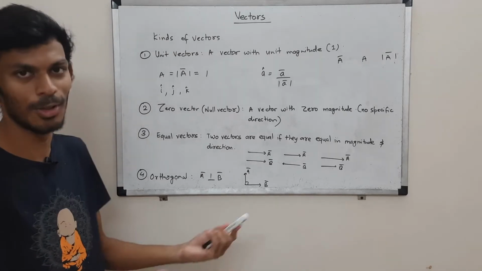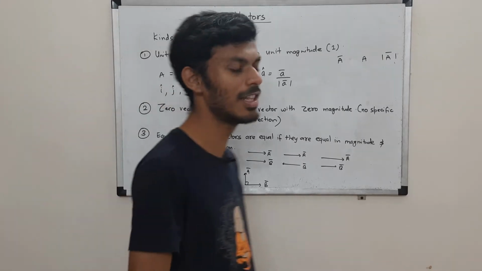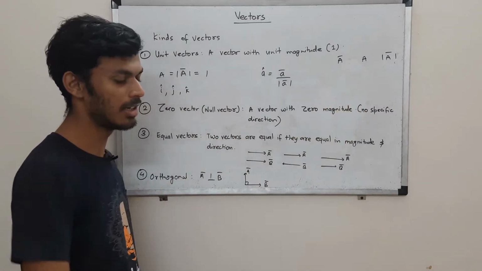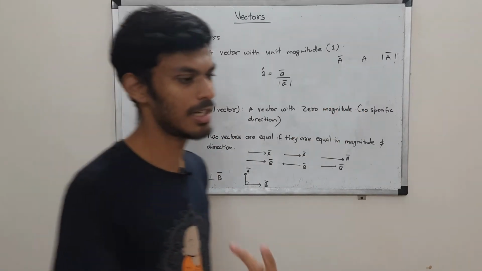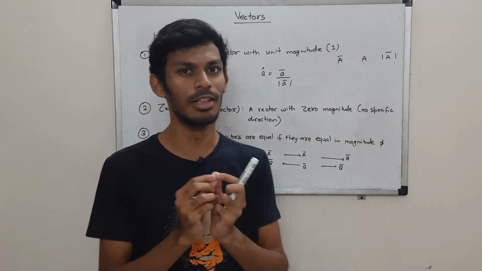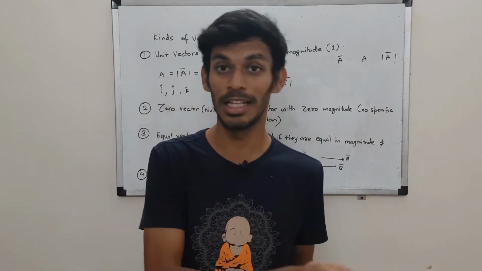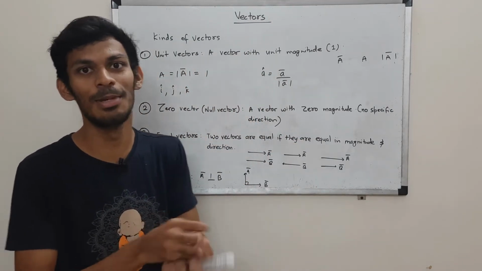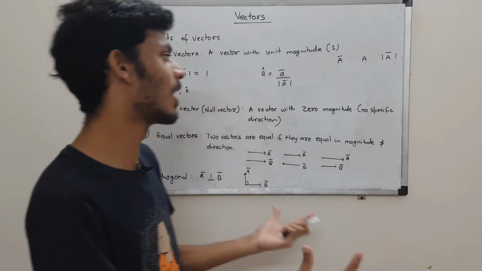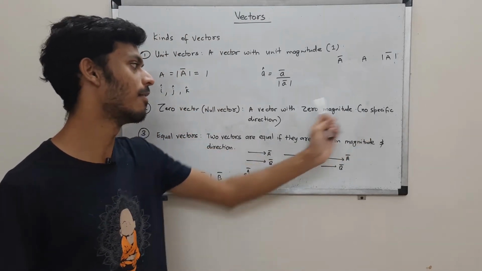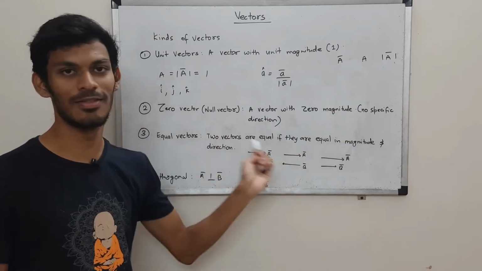Zero vector, you guessed it, is a vector with zero magnitude. Since the representation of a vector is an arrow, the length of the arrow represents the magnitude, right? But here the magnitude is 0, so its size will be 0. So you cannot really tell the direction of a zero vector. It does not have a specific direction.